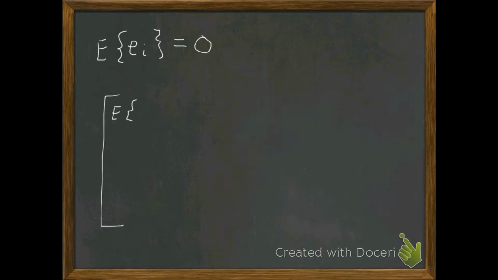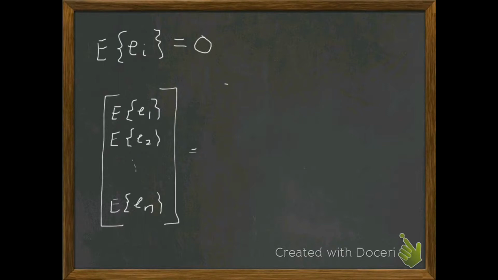Now something to remember is our expected value of the error terms is going to be equal to 0. So we can say that the expected value of E1, the expected value of E2, and the expected value of En will be equal to zeros.